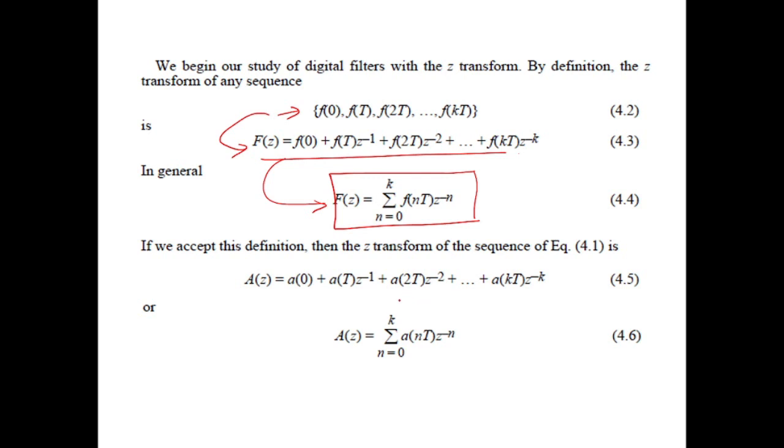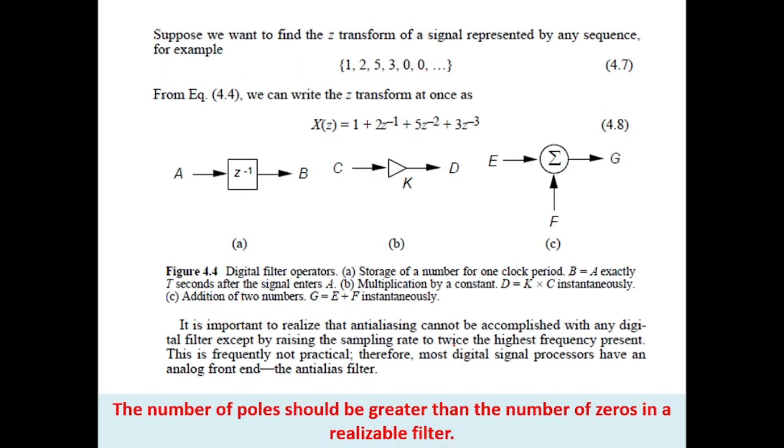So from here, suppose there is any signal small a n, then we can rewrite the equation as capital A(z) equals this, and we can generalize this equation like this: capital A(z) equals the summation of n equals 0 to k of a(n) times z to the minus n.